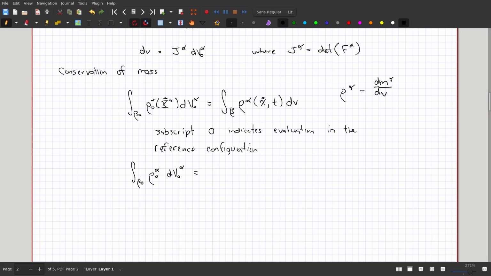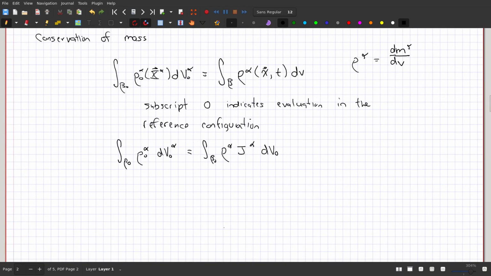dV0 alpha is equal to the integral of rho alpha J alpha dV0, and that equation must hold for any arbitrary volume dV0, so that leads to J alpha equal to rho 0 alpha over rho alpha. We had that equation before. That's a statement of conservation of mass. The only difference now is that we have an alpha superscript. So basically, we have a statement of the conservation of mass for each species.